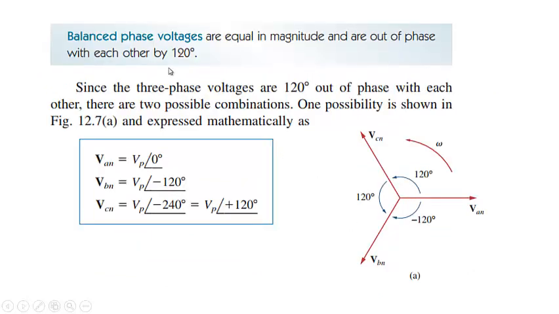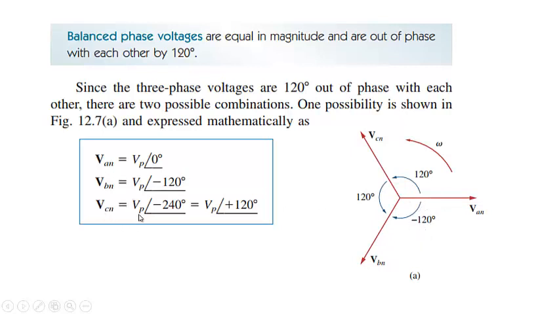Now, I repeat this, balanced phase voltages are equal in magnitude and are out of phase with each other by 120 degrees. You can see this is VAN. I am representing them by phasors. VAN is equal to VP at an angle of 0. Let us say I am taking this to be reference. VBN is VP at an angle of minus 120 degrees. VBN is lagging to this voltage by 120 degrees.